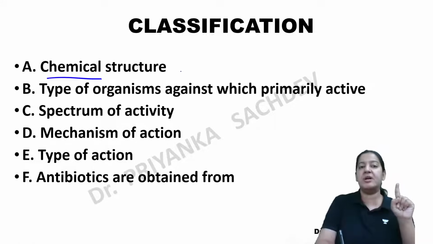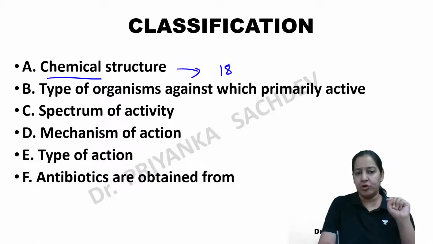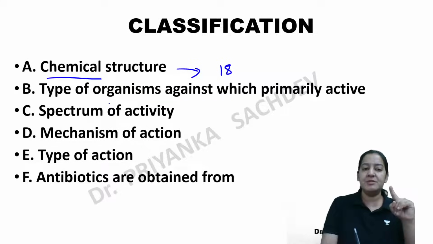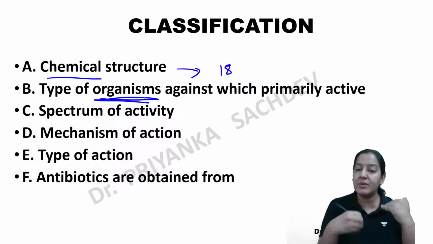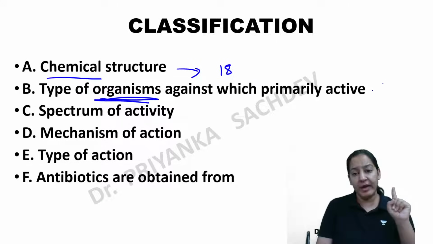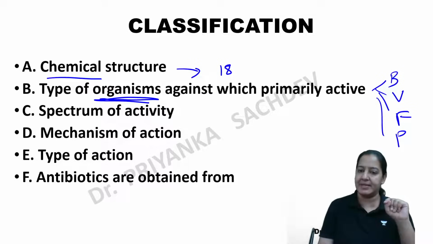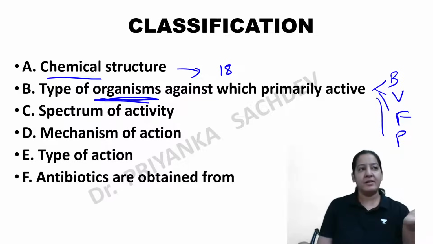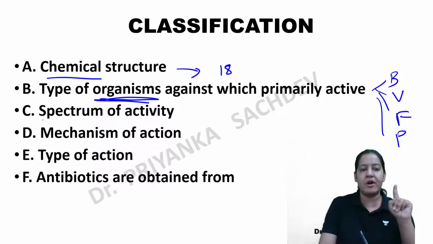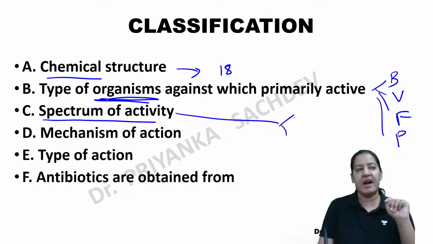The first is based on chemical structure. We divide the antibiotics into 18 groups, but this classification, I don't recommend you to learn, right? The second type of classification is based on the type of organism against which the drug is active. So it can be antibacterial, antiviral, antifungal, or antiparasitic. The third is based on the spectrum of activity, whether they are narrow spectrum or broad spectrum. We have understood that also.